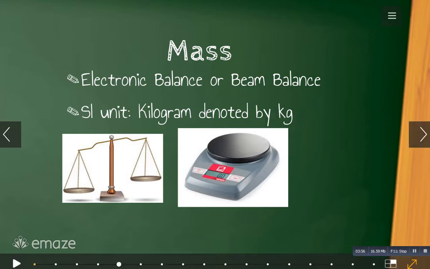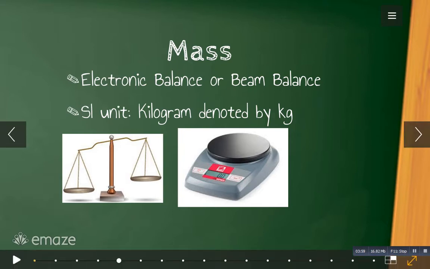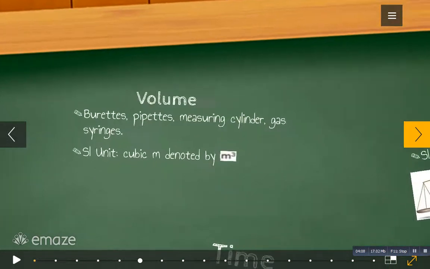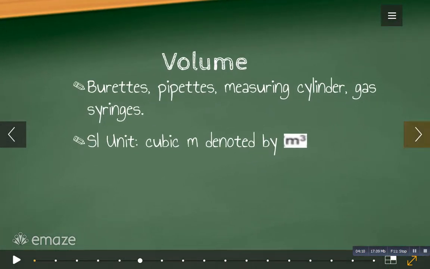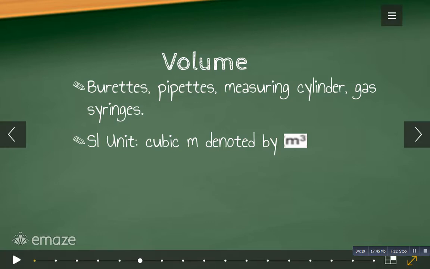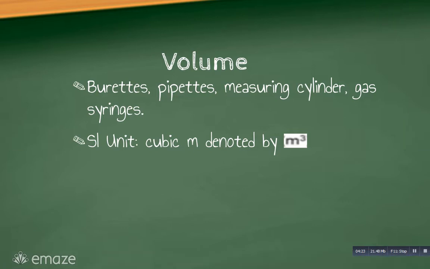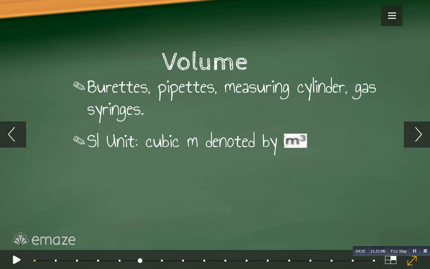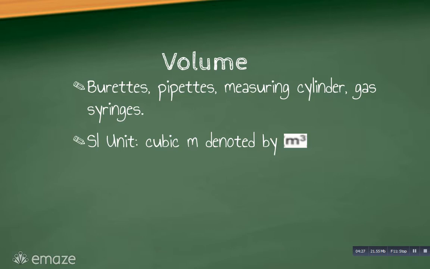The next thing is volume. The next physical quantity is volume, and you're going to study burettes, pipettes, measuring cylinders, and gas syringes, which are the apparatus to measure volume that is included in the O-levels syllabus. Now, the SI unit of volume is cubic meter, denoted by m cube. I'm sorry it is blurred because it's actually a picture of m cube. So sorry for the inconvenience.